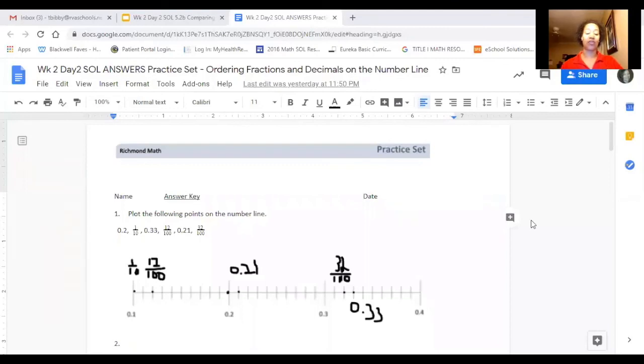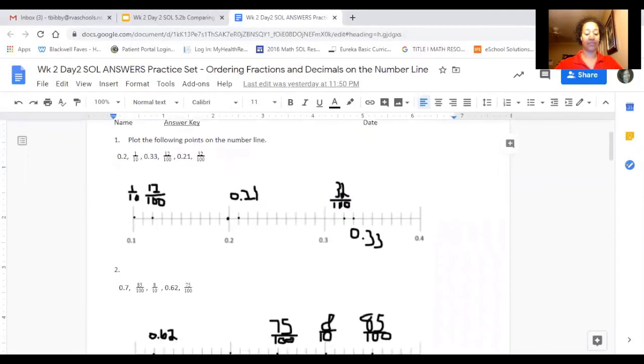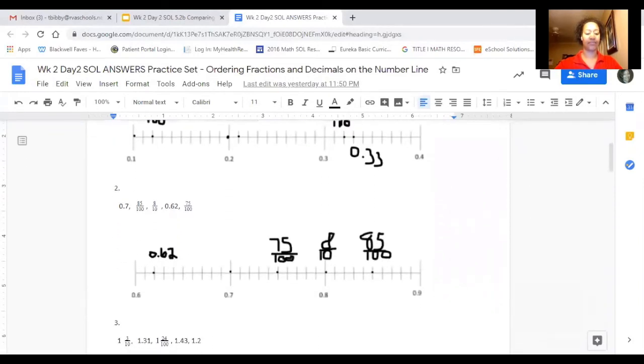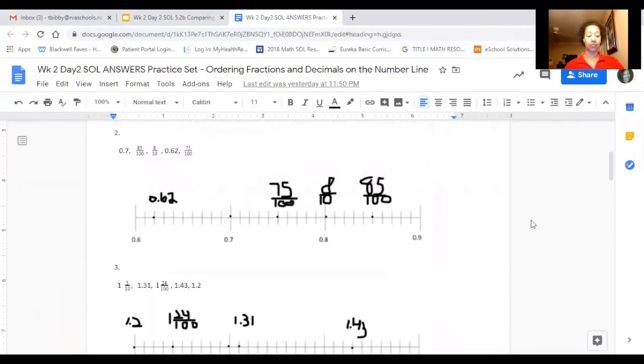Now that you've had an opportunity to practice on the problems and complete them by yourself, let's go back and check them. So again, remember we've done number 1. Excuse my handwriting. Here is number 2. So we put them in order and we found that 62 hundredths is the least. 7/10 is next. 75 hundredths is next. 8/10 is next. And 85 hundredths is the greatest.